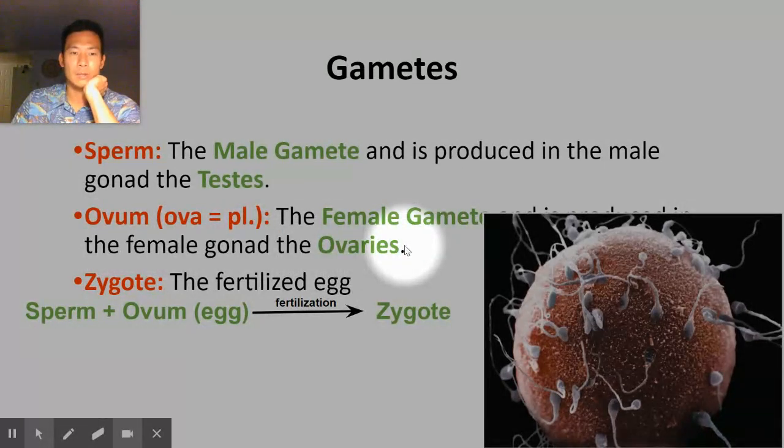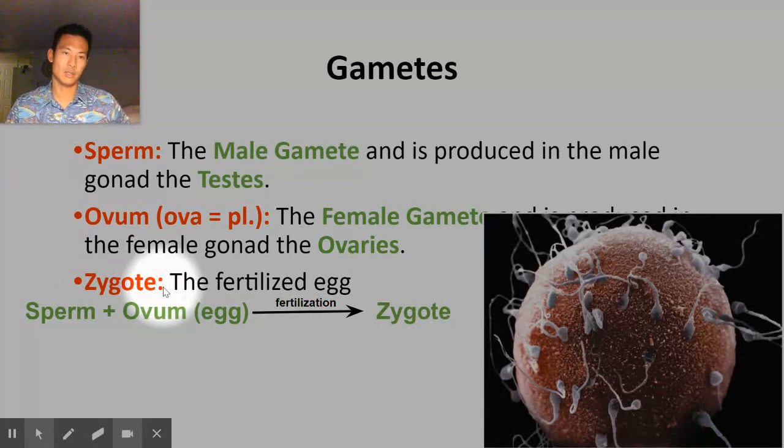Now zygote. As soon as the sperm fertilizes the egg, the union of these is known as a zygote, and the zygote is diploid. So sperm and ovum are haploid, the zygote is diploid, meaning these two are N and the union is 2N.